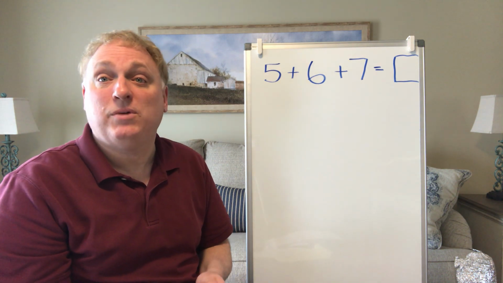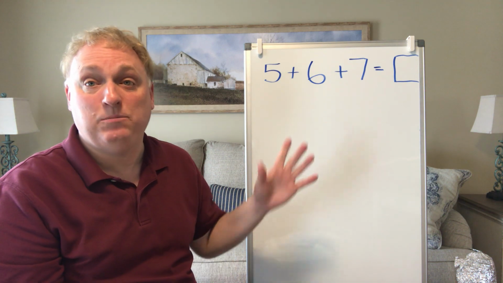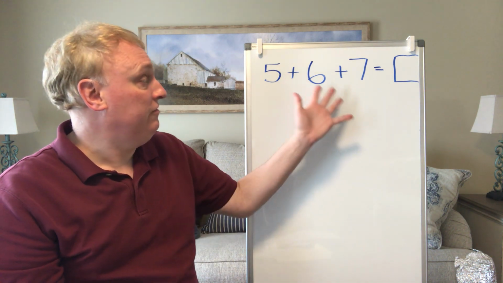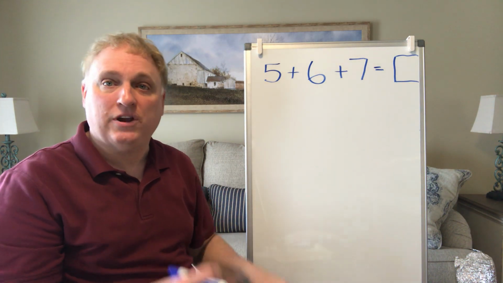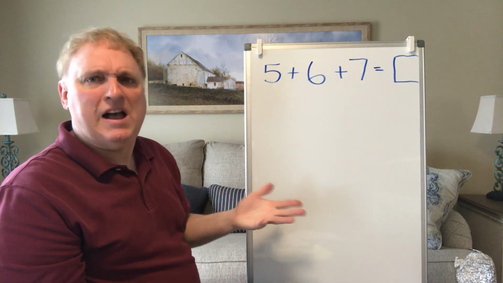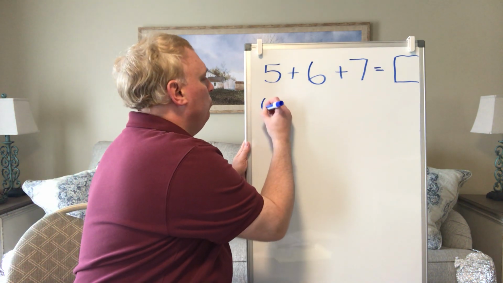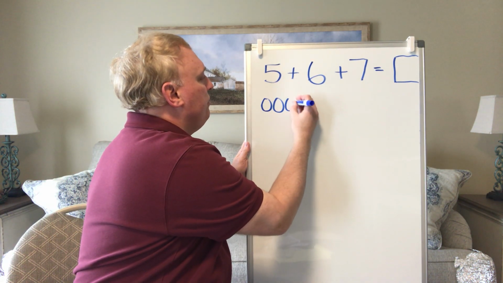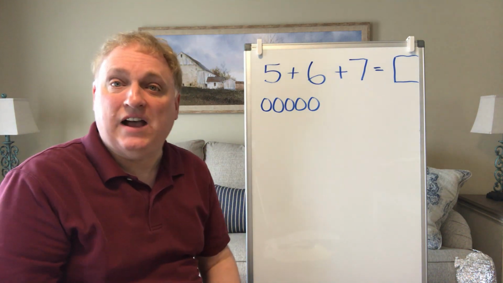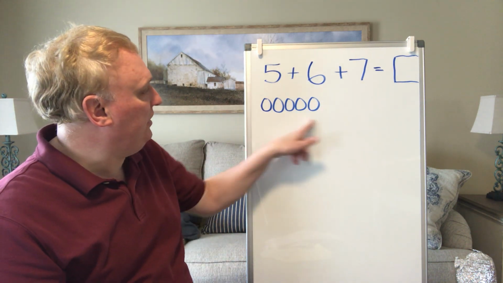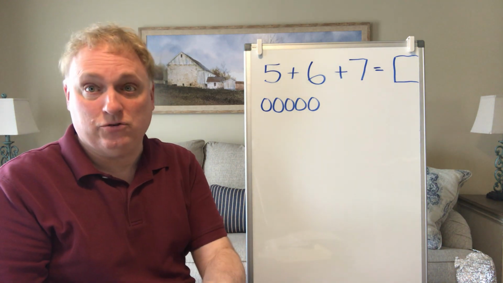Okay, so everybody should now have a picture of 5 plus 6 plus 7. I'm going to draw the picture. I want you to compare your picture with my picture. I'm going to do 5 circles here. 1, 2, 3, 4, 5. And I have 5 circles there. It's very simple to see, and they're in what we call a 5 group.